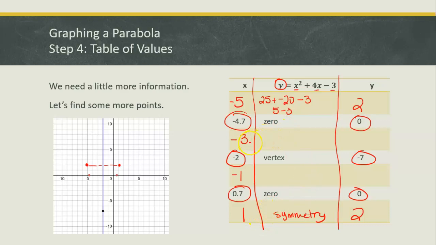Okay, let's do the same thing for negative 3 now. Negative 3 squared is positive 9. 4 times negative 3 is negative 12. Bring down the minus 3. 9 minus 12 is negative 3. Negative 3 minus 3 becomes negative 6. So this is negative 3 comma negative 6. So we've got a point at 0, 1, 2, negative 3, 1, 2, 3, 4, 5, 6 right here.